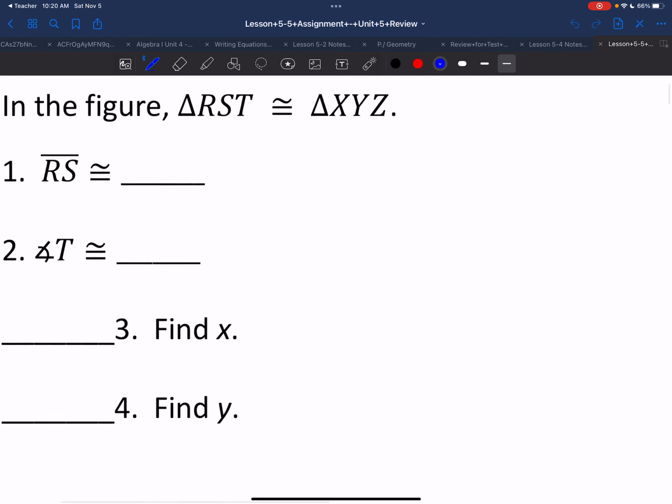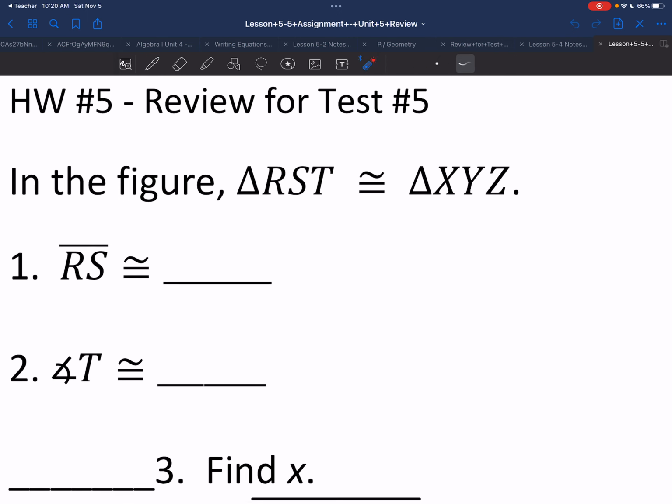So if I look at this congruency statement here, we need to take note of the positioning of our letters, or vertices, or angles. If I said angle R, what's corresponding or congruent to angle R? Well, you're going to say angle X. Angle S is congruent to angle Y, and angle T is congruent to angle Z, right?